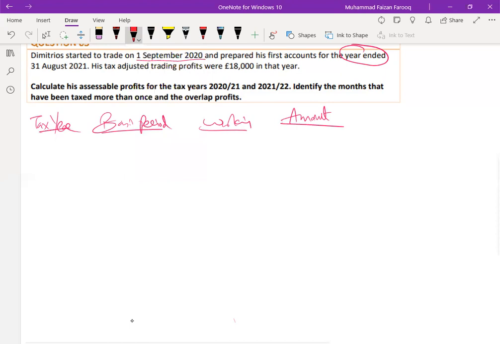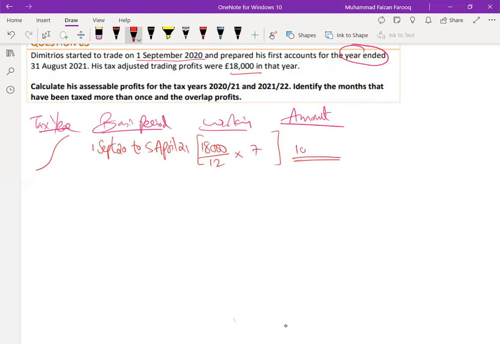Now, after writing the format, we will start with the first year. The first year rule is date of commencement to the very first 5th April. The very first 5th April will fall in which tax year? 2020 or 21? 21. Okay, this is year end, meaning 12 months. The amount is 18,000. How many months did you select? September, October, seven months. Very good. So the answer will be 10,500.